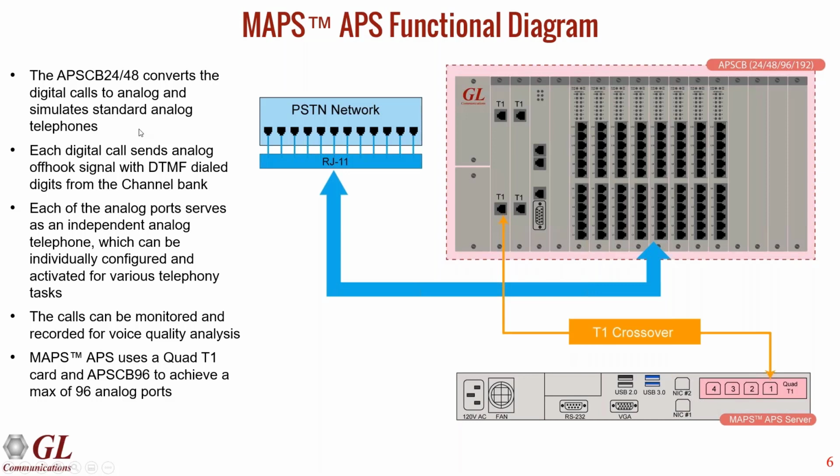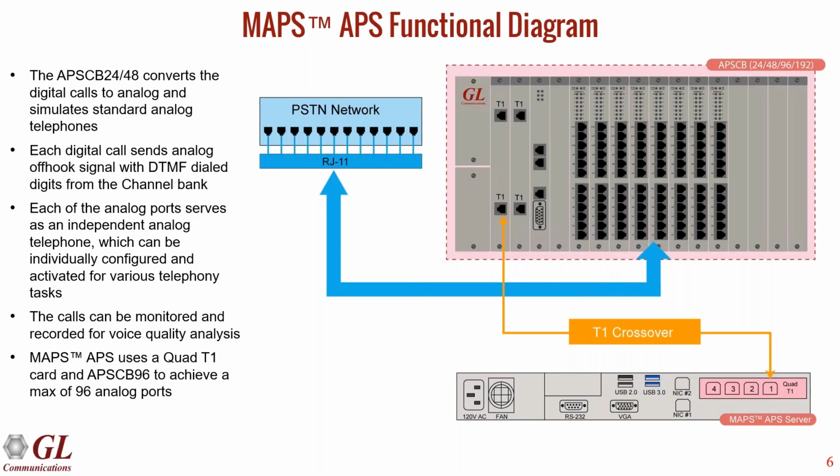So each T1 is 24 channels. So each T1 will support 24 FXO ports. So if you plug all 4 of the T1s into the channel bank, then you're going to have 96 FXO ports. Okay, so that's why it's a quad. And if we wanted to do 192 ports, we would put an octal in the system. And then you would have 8 T1s, which 8 times 24, there's your 192. So that's how that works.